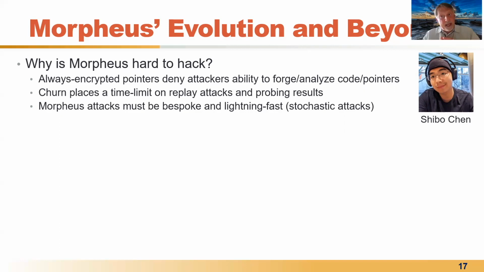And that is really across any attack that utilizes code and code pointers and the address space of code. So, I mean, that's a lot of attacks. That is a wide swath of attacks. So, if you're going to attack this machine, it's got to be basically a bespoke and lightning fast attack. It's basically probably going to be a stochastic style attack.